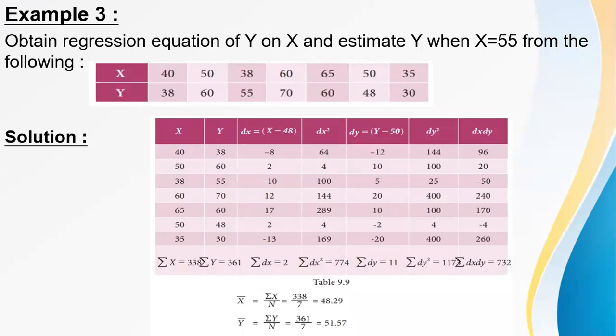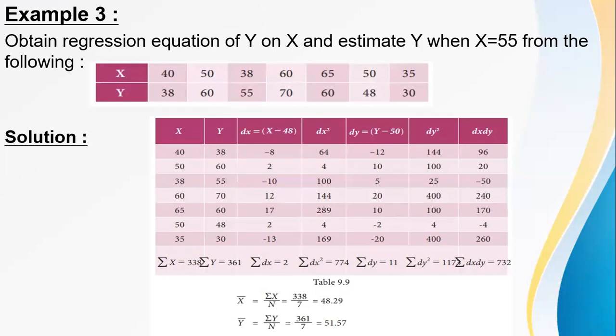Here is the third example. Obtain the regression coefficient of x on y and estimate y when x is equal to 55 for the following data. Here we can see the values of x and y given in a table. In the solution, we first want to find dx and dx square, then dy and dy square, and dx into dy. Here we find the summation of all the values.